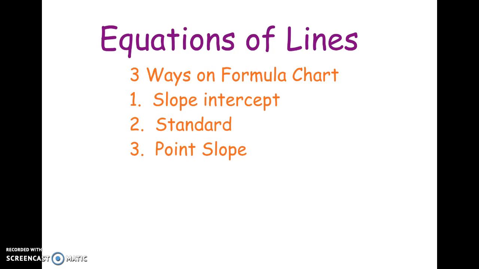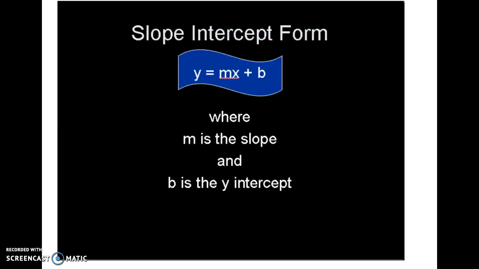So when you're talking about equations of lines, there are three ways on the formula chart that you learned how to write them: slope-intercept form, standard form, and point slope. Slope-intercept form is y equals mx plus b, m is the slope, and b is the y-intercept. If you need to write that down, go for it. If you don't, don't.